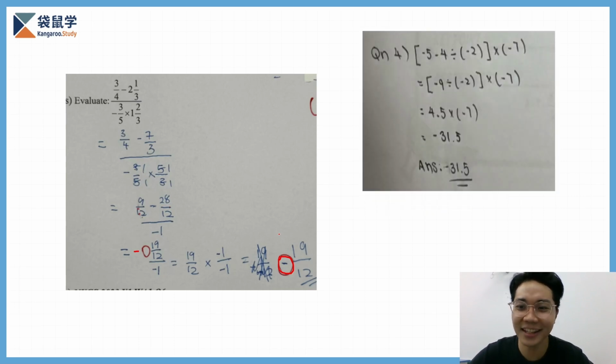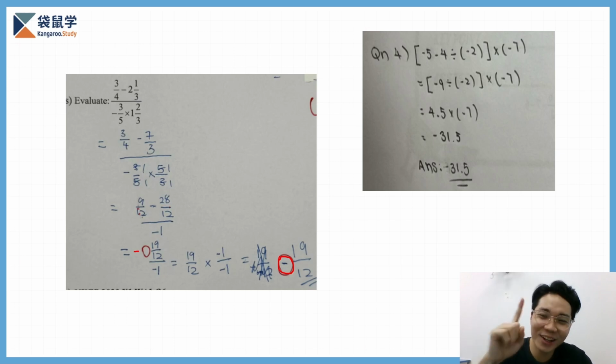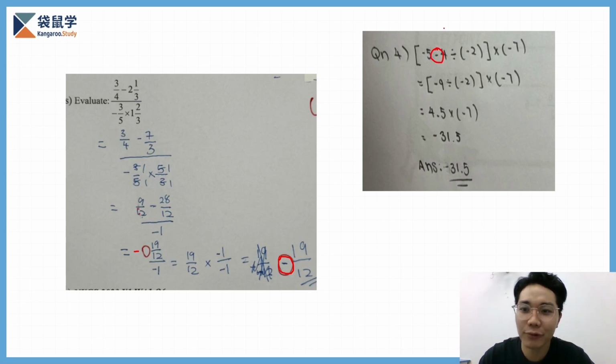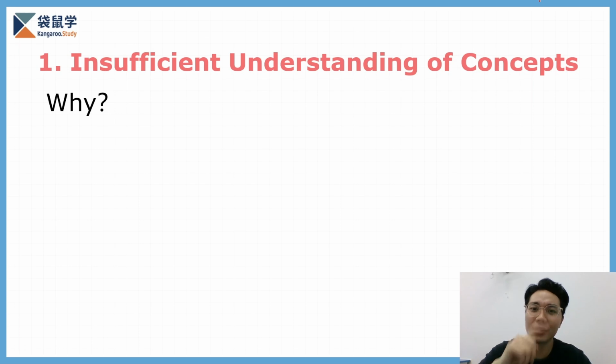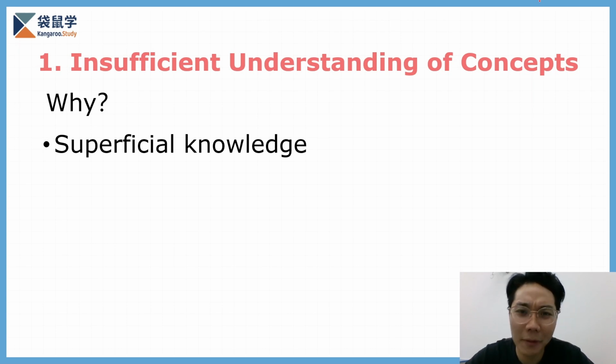Here, for those of you who don't know how to do this one, you can also solve this one. What's the mistake here? Think about it. Order of operations. You want to do this minus first before this division. Because of this, you got it wrong. So the number one, the first mistake of carelessness is actually insufficient understanding of concepts. Why? First is superficial knowledge. In class, a lot of you make these mistakes.